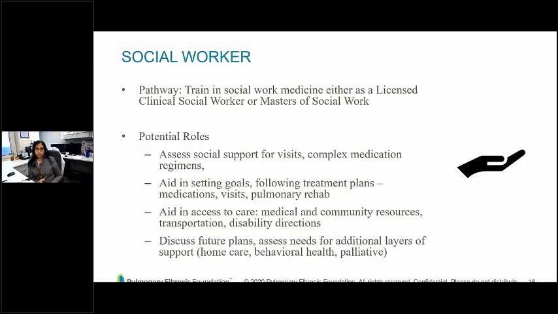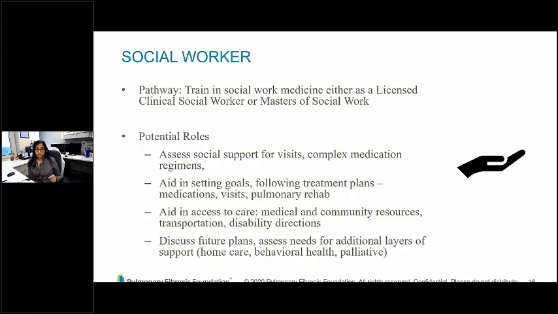So potential roles: they may assess social support for visits, or help walk through complex medication regimens, something as fundamental as, geez, how are you going to actually remember to take all of your medications? Your list is getting longer. How do we coordinate that? What are your strategies to work on that?